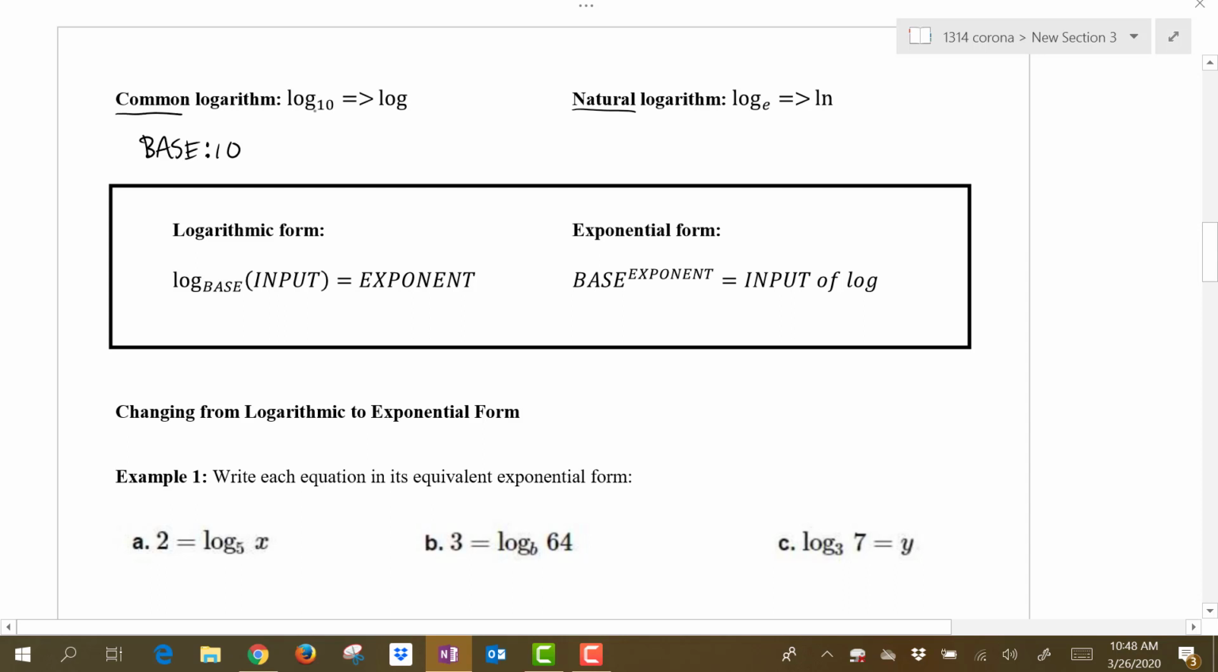Instead of writing log base 10 where you actually see the 10, how you're typically going to see this written is the word log without a base. There is an implied base. Sort of like this, so let's recall something.